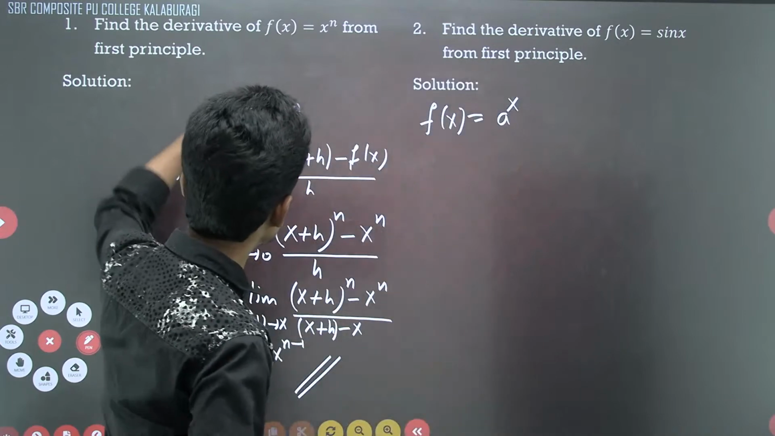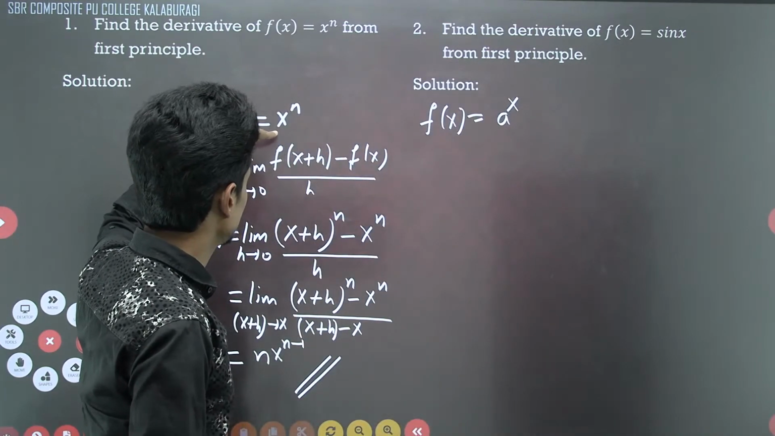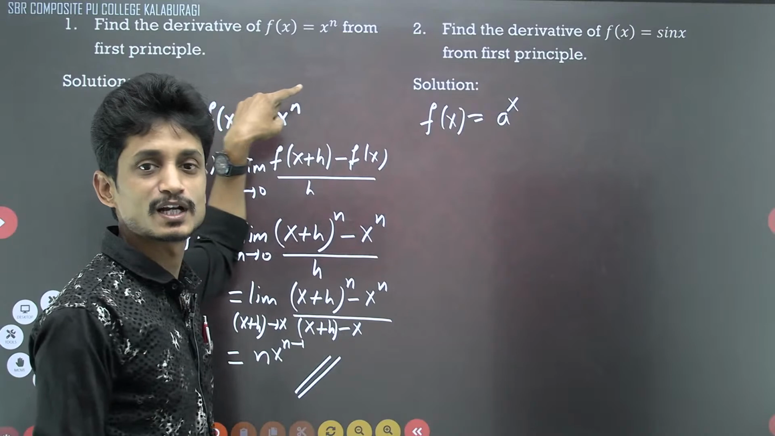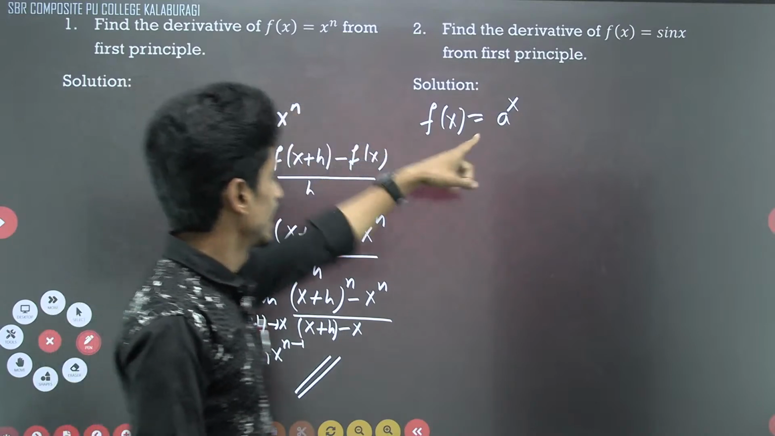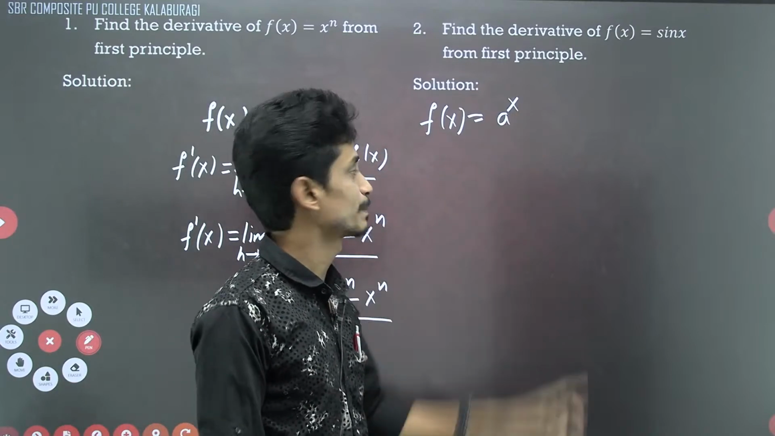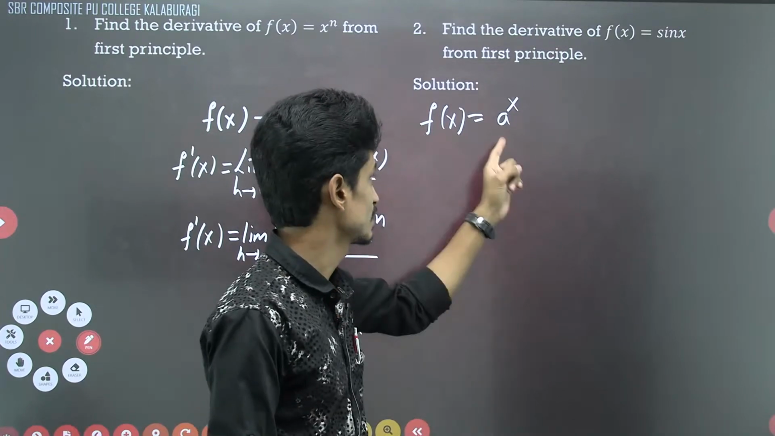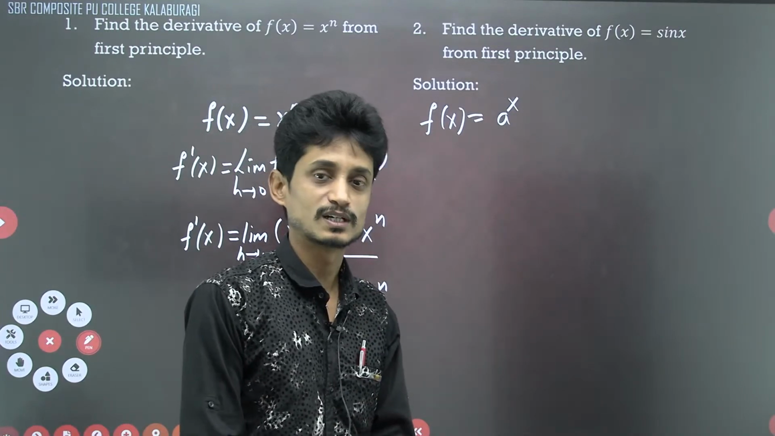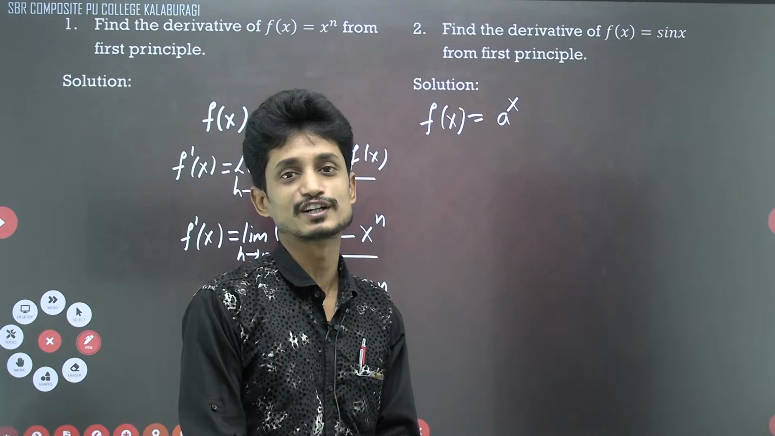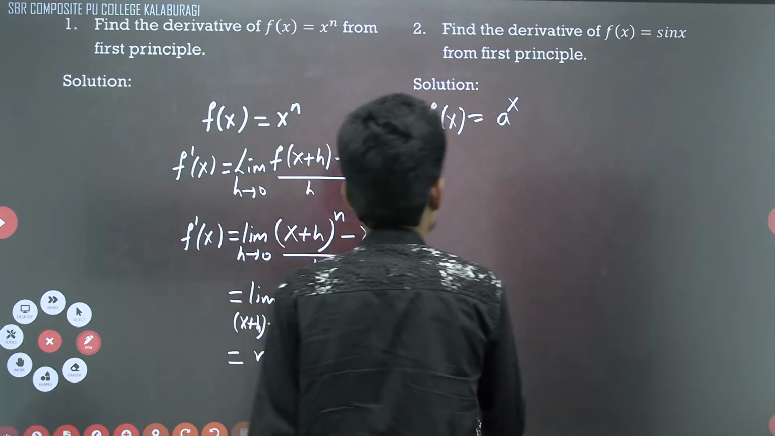The difference between these two: here the base will be one function and the power will be one constant, and here the base will be some constant, but the power will be some variable. This constant will be greater than 1. So how can we differentiate this one? Let us see about that.